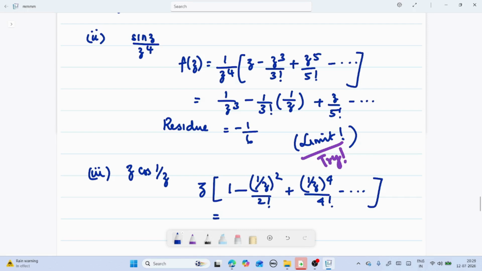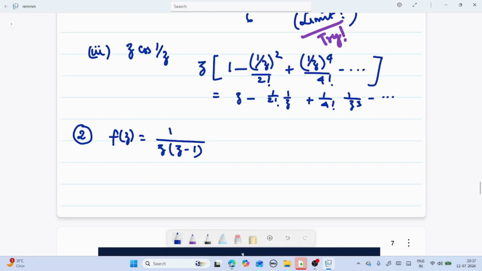So when you expand this, you will have z minus 1 by 2 factorial into 1 by z plus 1 by 4 factorial into 1 by z cube. So when you check here, the coefficient of 1 by z here is minus 1 by 2. So the residue here is minus 1 by 2.